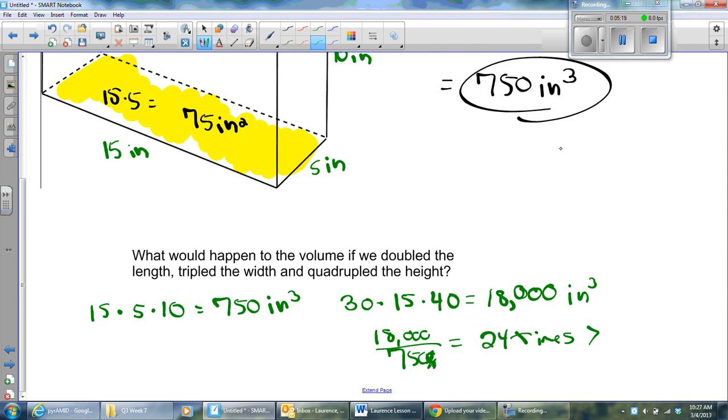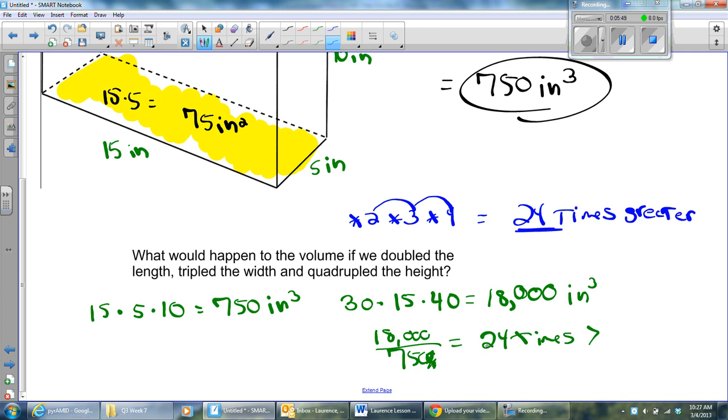Okay, now again, there's an easier way to do it. What would happen to the volume if we doubled the length? That's times 2. Tripled the width, that's times 3. And quadruple the height, that's times 4. And 2 times 3 is 6, and 6 times 4 is 24 times greater. It increases by a factor of 24. So notice we get to 24 this way or we get to 24 that way. I personally think the blue way is simpler, but you do it the way you understand it best.